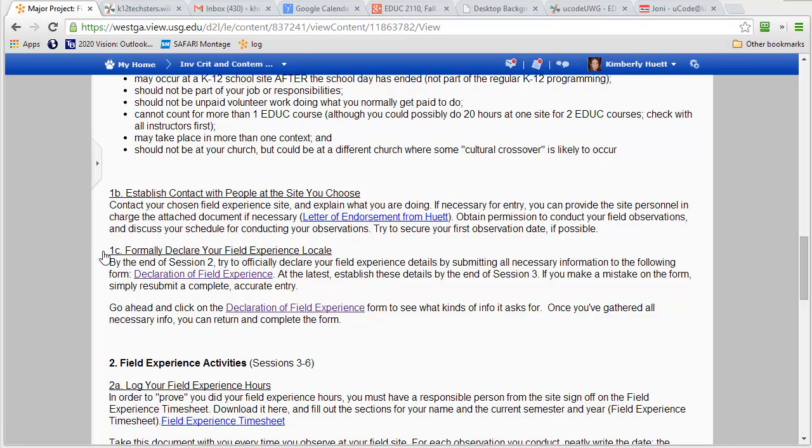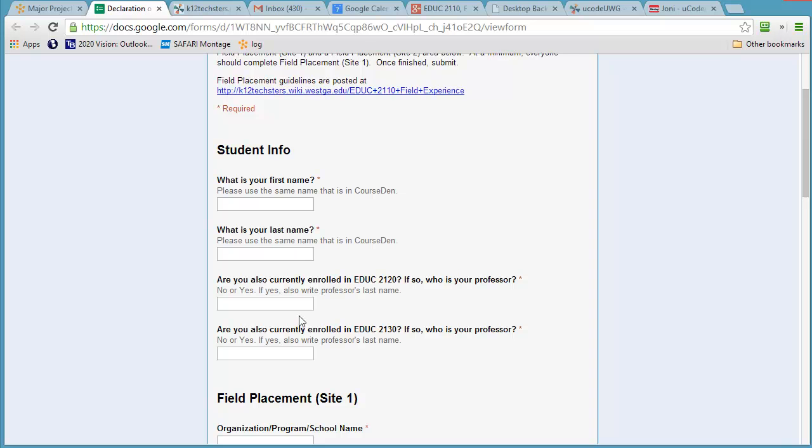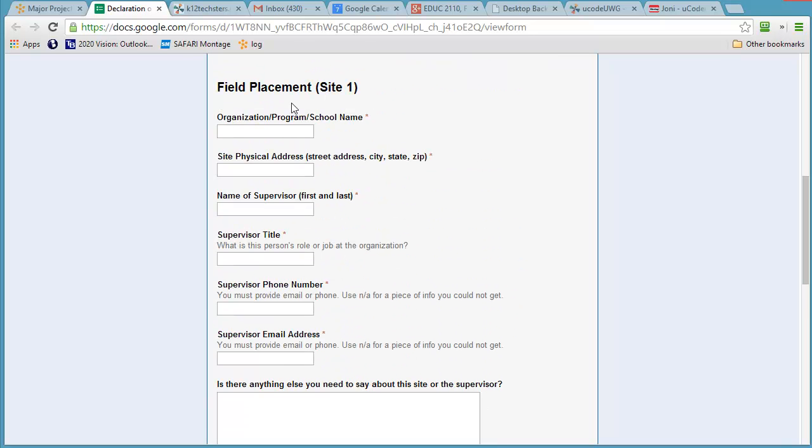Once you've figured out where you think you're going to do your field experience, I want you to fill out the Declaration of Field Experience form. Let's take a look at that really quickly. You can always click on it and look at what it's asking. It's asking for your information, whether you're in other EDUC classes, and then what are the sites you want to be at, the organization name, the physical address, all of these things you must input.